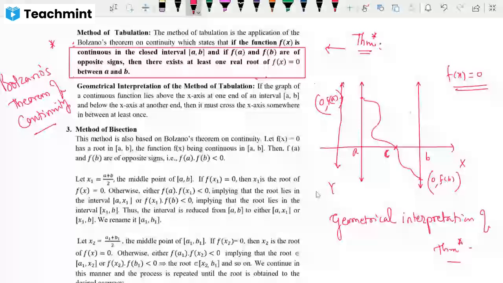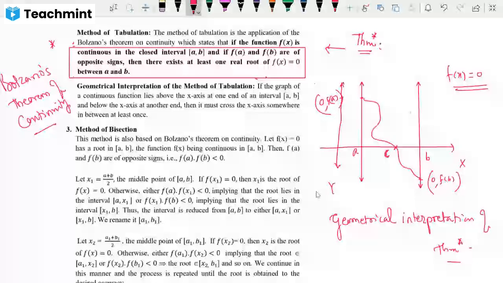Surely, this function has a real root in the closed interval [a, b], because the function f(x) is continuous in the closed interval [a, b]. So using Bolzano's theorem of continuity, the graph of this function intersects the x-axis at least once. Then f(a) and f(b) are of opposite signs.